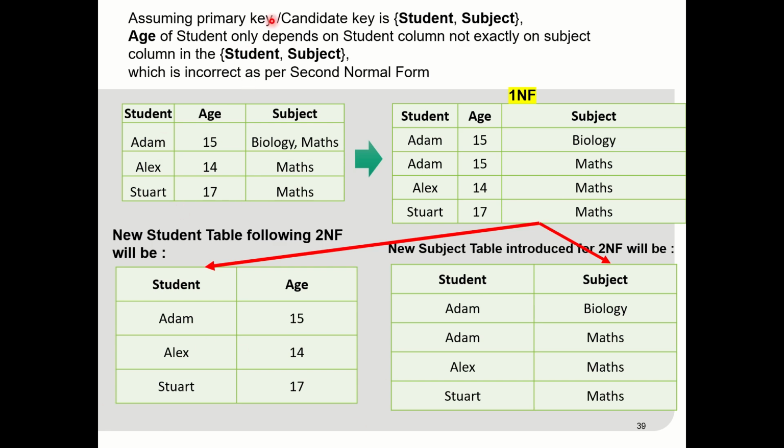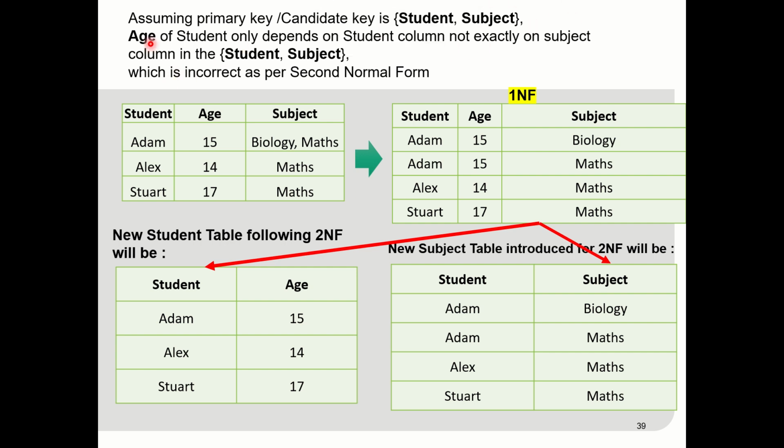Say, just imagine that your primary key is student. Normally the primary key is also called a candidate key, because the candidate keys are eligible ones for your primary keys, right? So say student and subject. Say this combination of student and subject is the primary key. So this is your composite key.